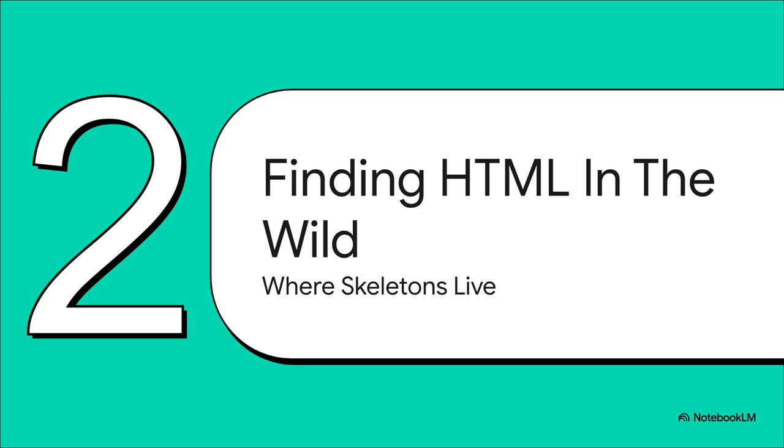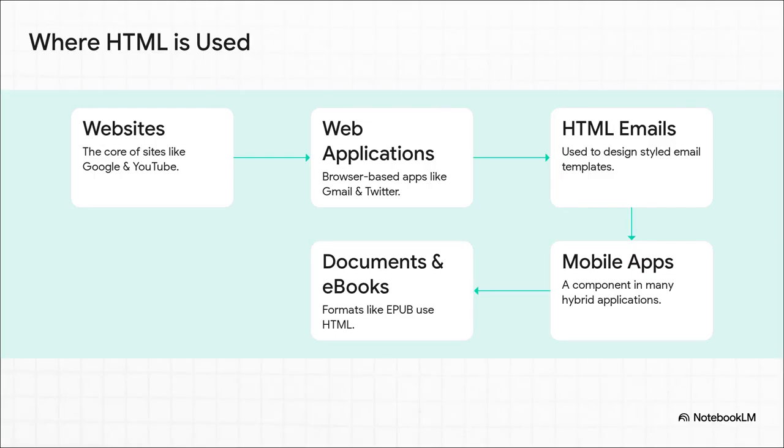All right, so where do these digital skeletons actually live? Where can we find them out in the wild? Well, the answer is probably a lot more places than you think. I mean, the obvious answer is websites, right? Google, YouTube, duh. But its reach is so much wider. You know that super dynamic Gmail interface you use every day? That's built on an HTML skeleton. Those nicely formatted, styled-up emails you get? Yep, also HTML. It's even the foundation for a ton of mobile apps and the very structure of ebooks. It is truly, absolutely everywhere in our digital lives.